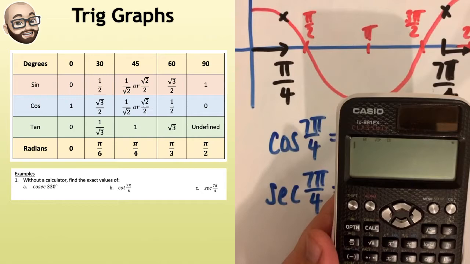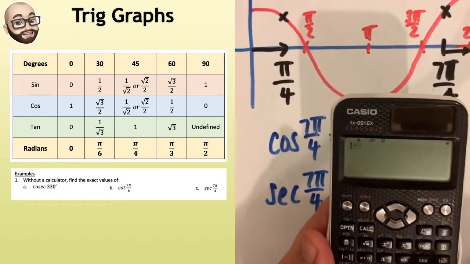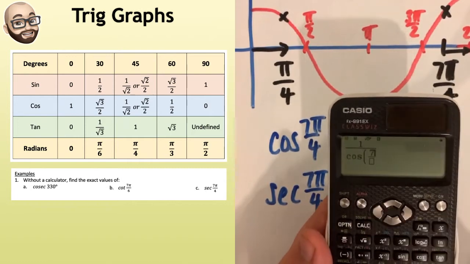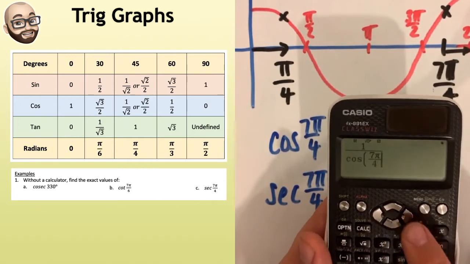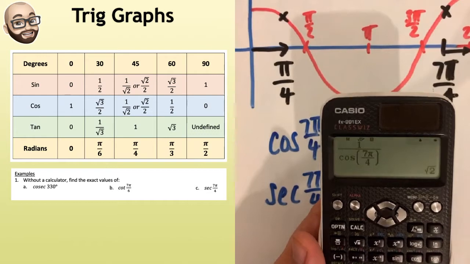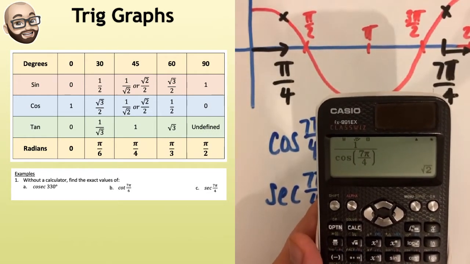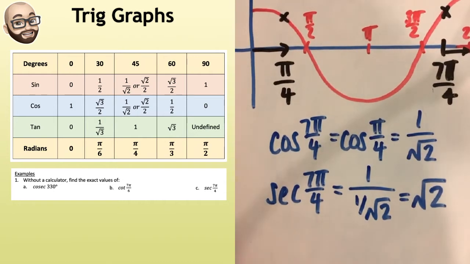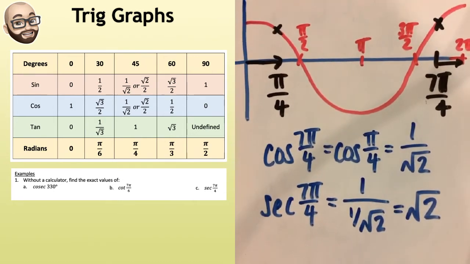And again, we will check it on a calculator. 1 over cos of 7 pi over 4, and we get root 2. So any of these where it says work it out without a calculator, this is the method you need to use, but there's no reason why you can't just use your calculator afterwards to check if you've got it right.